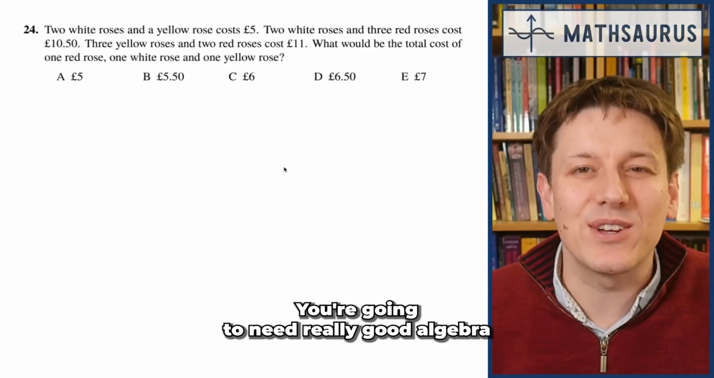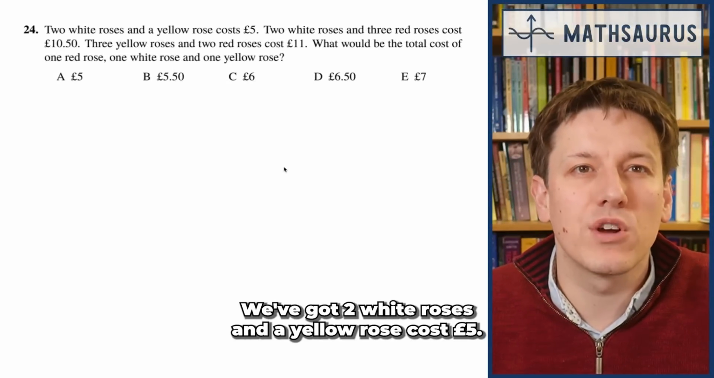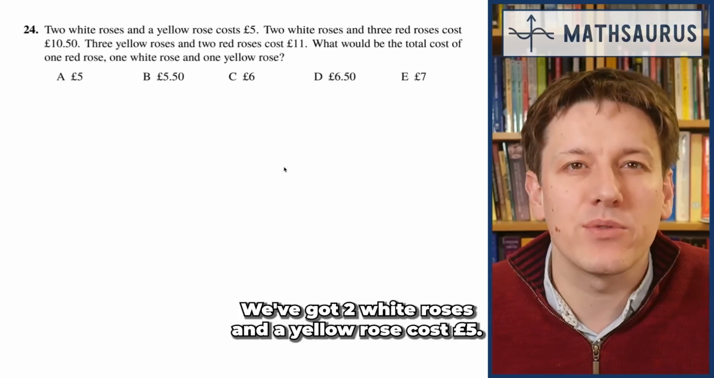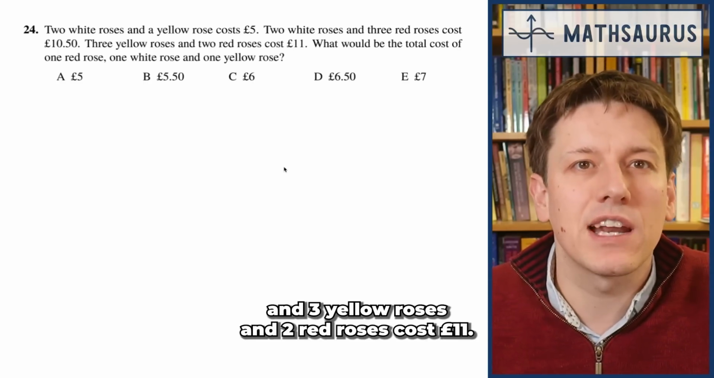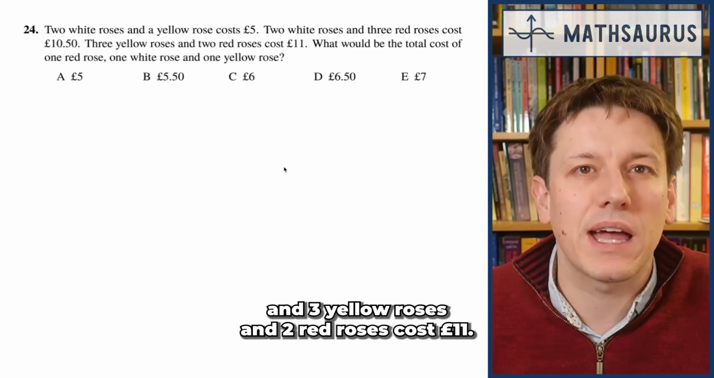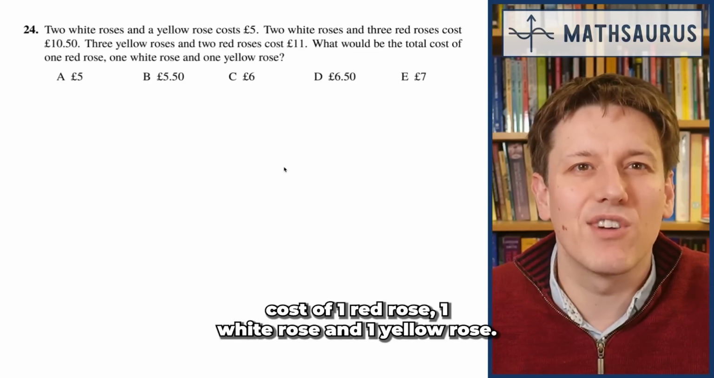You're going to need really good algebra to solve this intermediate maths challenge question. We've got 2 white roses and a yellow rose cost £5, 2 white roses and 3 red roses cost £10.50, and 3 yellow roses and 2 red roses cost £11. And we want to know what would be the total cost of 1 red rose, 1 white rose and 1 yellow rose.